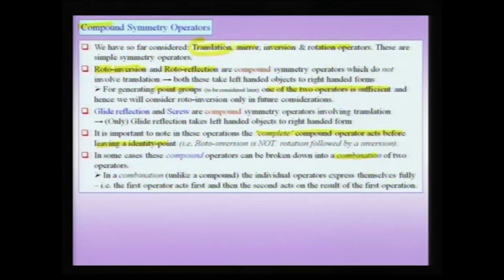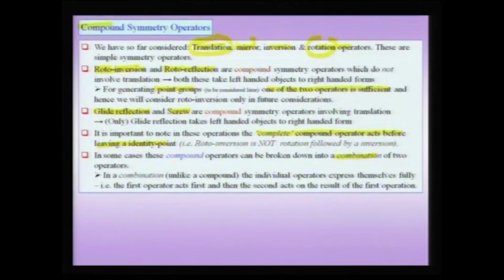Further, we can have compound symmetry operators which involve translation, here a translation and a mirror, which is known as the glide reflection, or we could have a translation in combination with a rotation, which is known as the screw symmetry operator. Therefore, we can have a glide reflection or a screw, and the important distinction between the two is that a glide reflection takes an object to its mirror form, while screw takes an object to the same form, which means a left-handed object in combination with screw will lead to an object which is only left-handed.